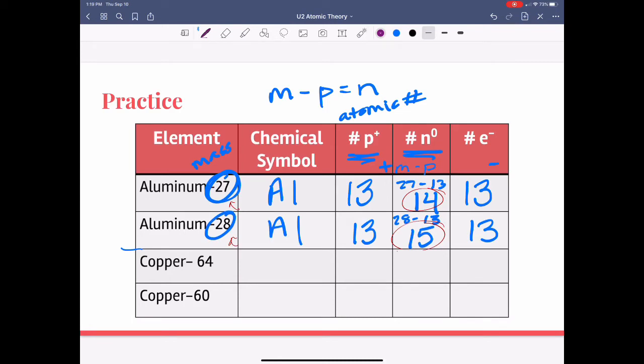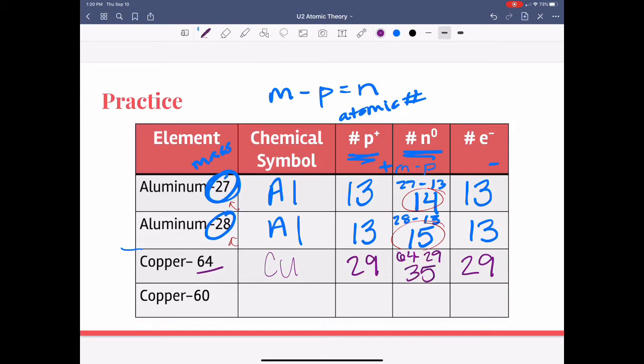Copper, make sure you read your periodic table closely. It is abbreviated with Cu. It's not Co because Co is already taken by cobalt. So find Cu and find your atomic number, which is 29. Knowing that our protons and electrons are equal, I've also got 29 electrons because I have a neutral atom. To find my neutrons, I'm going to do mass, which is 64, minus 29, and that gives me 35 neutrons.